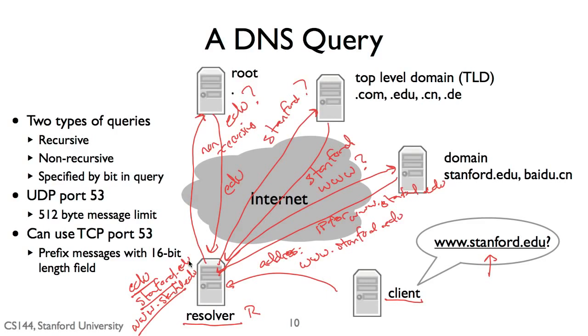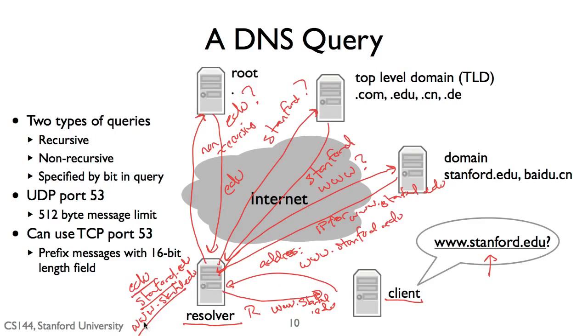Now the resolver can cache these values: if I want to ask a question about edu, what DNS server should I talk to? If I want to ask a question about stanford.edu, what DNS server should I talk to? And what's the address for www.stanford.edu? And then it can return this result to the client. Here's the IP address for www.stanford.edu. And so that's the basic operation of a DNS query. It starts with the client asking a recursive query of the resolver. The resolver may then ask non-recursive queries to servers in the network in order to generate the response, which it then sends to the client.